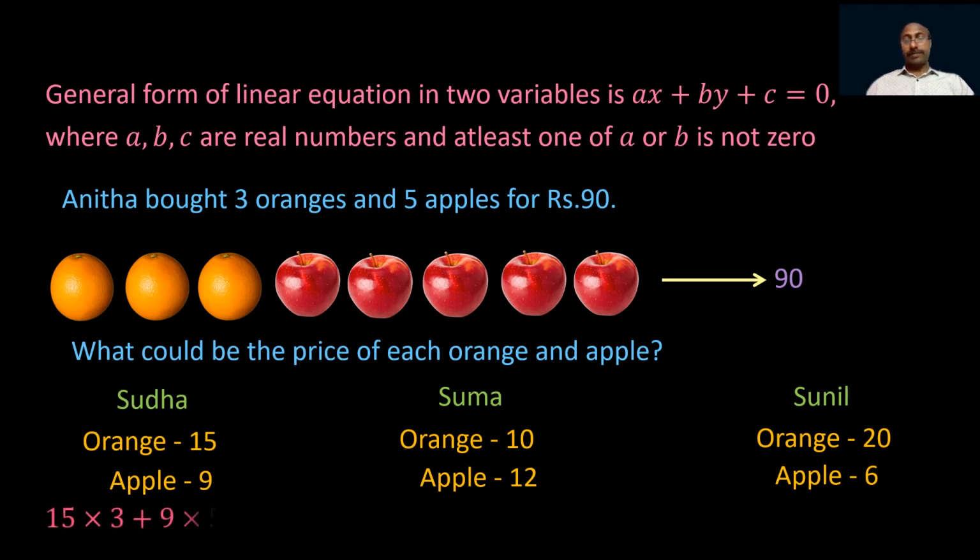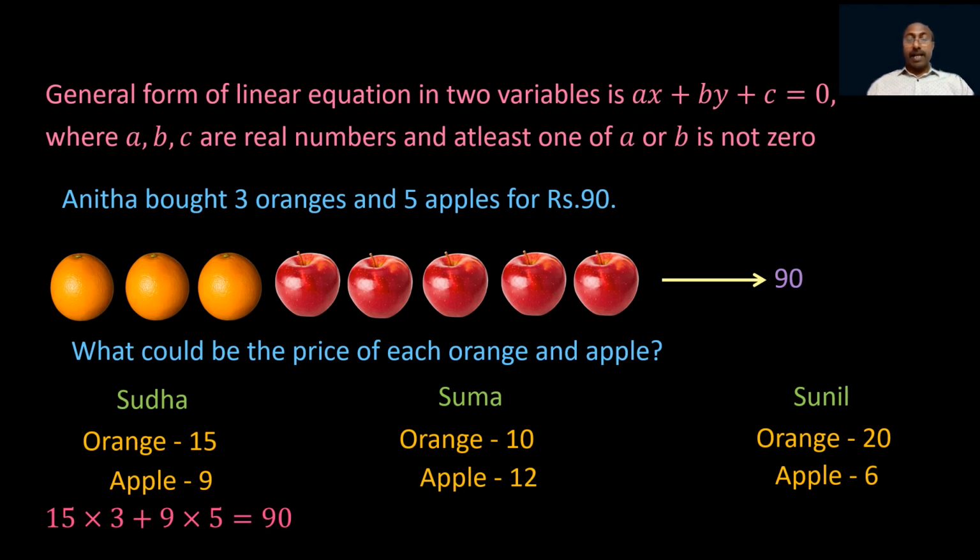Who is right? Let us verify whether the answer given by Sudha is right or not. As the price of each orange is 15, the price of 3 oranges is 15 into 3, 45. As the price of each apple is 9 rupees, the price of 5 apples is 5 into 9, that is 45. 45 plus 45 is 90.